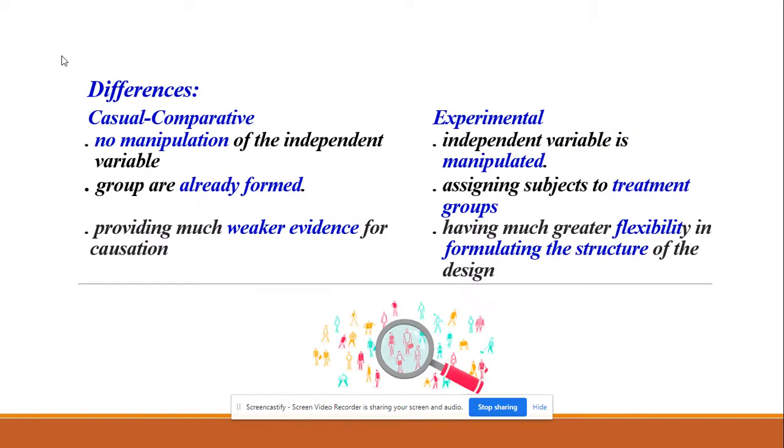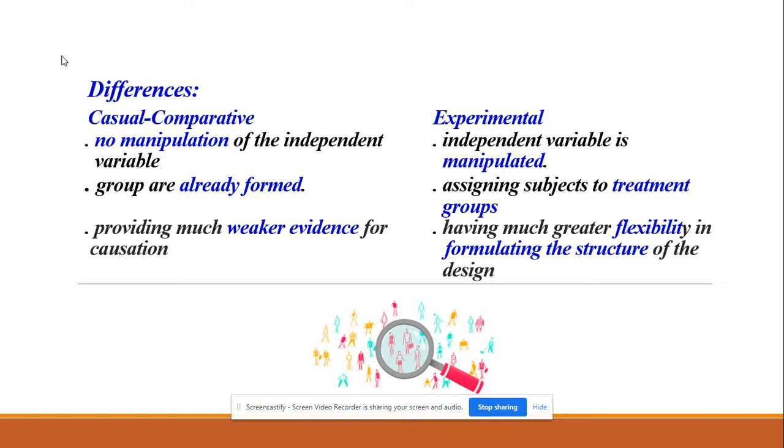What about the differences? Look at the difference between these two. In causal comparative research, the researcher cannot manipulate the independent variable, and groups are already formed, and the evidence from causal comparative research is also weaker for causation than the experimental.